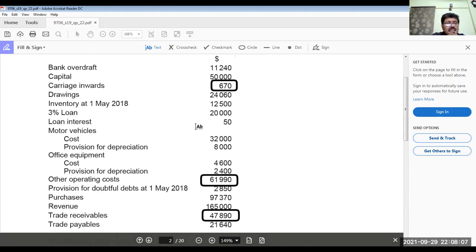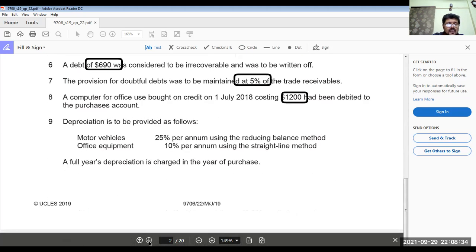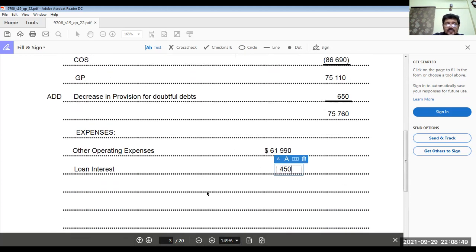Okay. So loan interest is how much? Loan is 20,000 multiplied by 3%, 600. Now the loan was taken on 1st August. So August, September, October, November, December 2018, January, February, March, April. We have to calculate for 9 months. It's 450 now. So loan interest is 450 for 9 months.